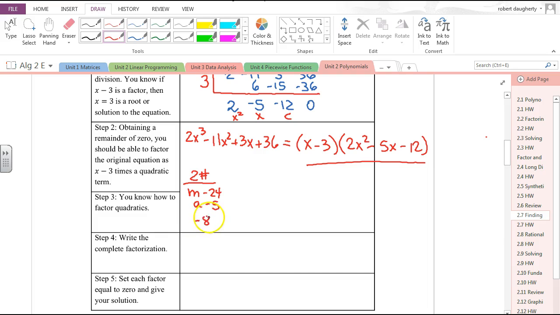Yeah, negative 8 and positive 3. Those numbers multiply to negative 24, add to negative 5. So I can rewrite 2x squared minus 5x minus 12 as 2x squared minus 8x plus 3x and minus 12.